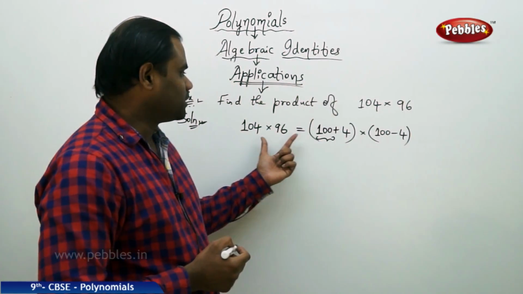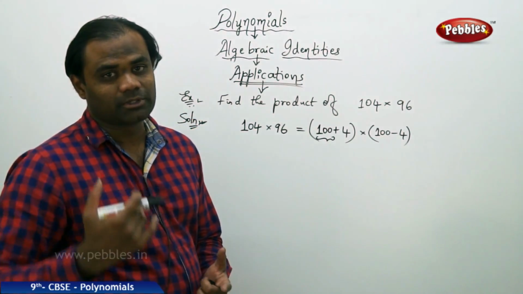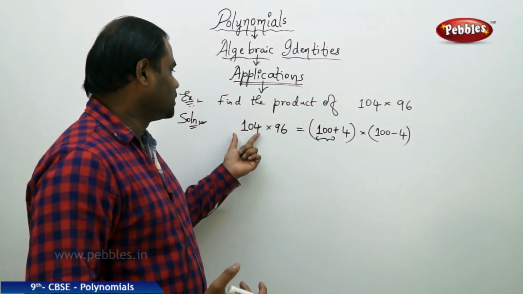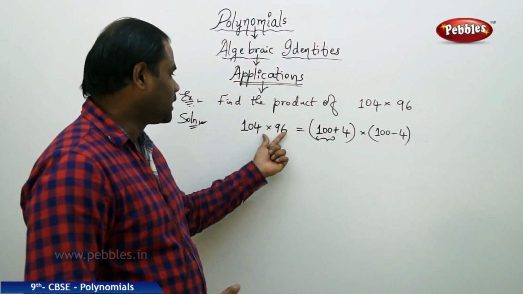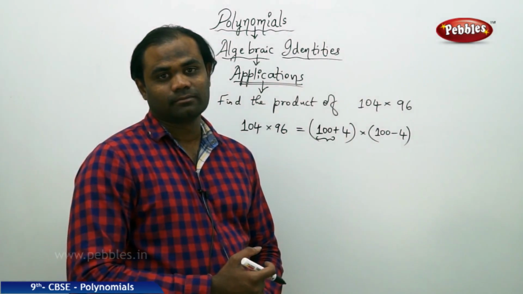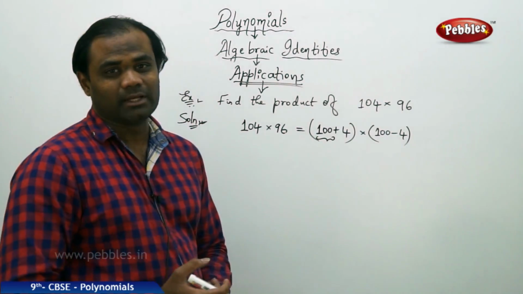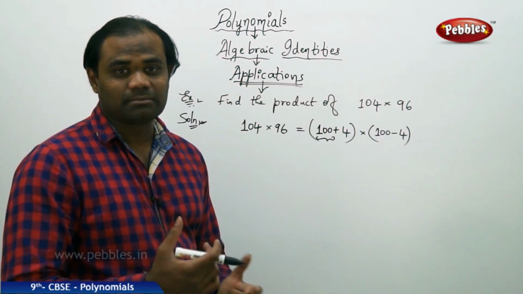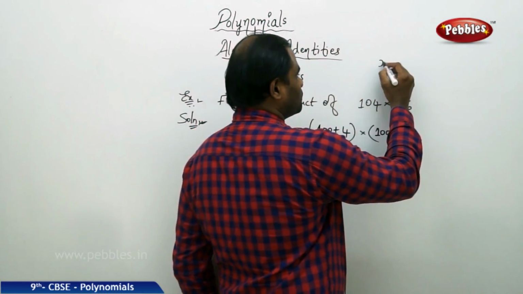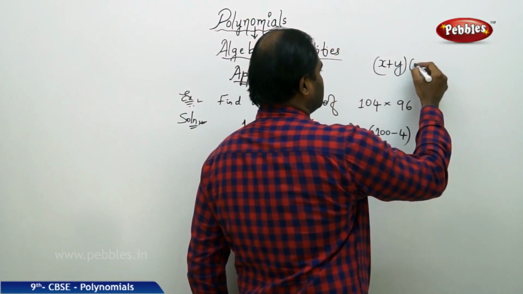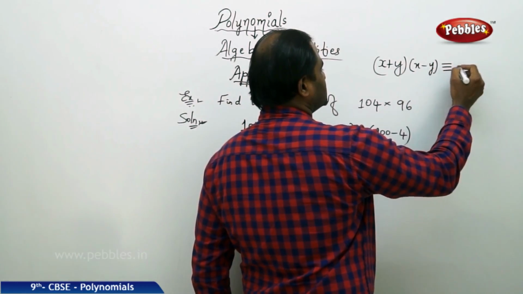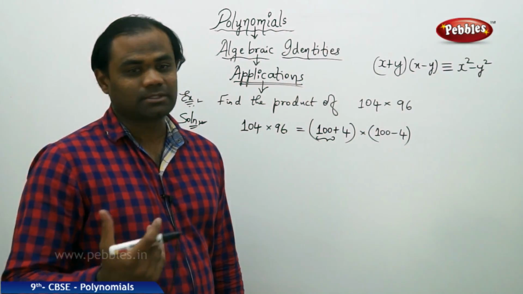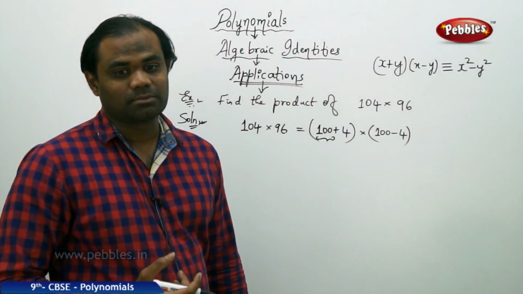So 96 can be written as 4 units short or 4 numbers short of 100, and 104 is 4 numbers ahead of 100, and therefore 104 is 100 plus 4 and 96 is 100 minus 4. The reason behind writing in this form is that we see this in the form x plus y times x minus y. We all know that x plus y times x minus y is identically equal to x square minus y square, or a plus b times a minus b is a square minus b square.